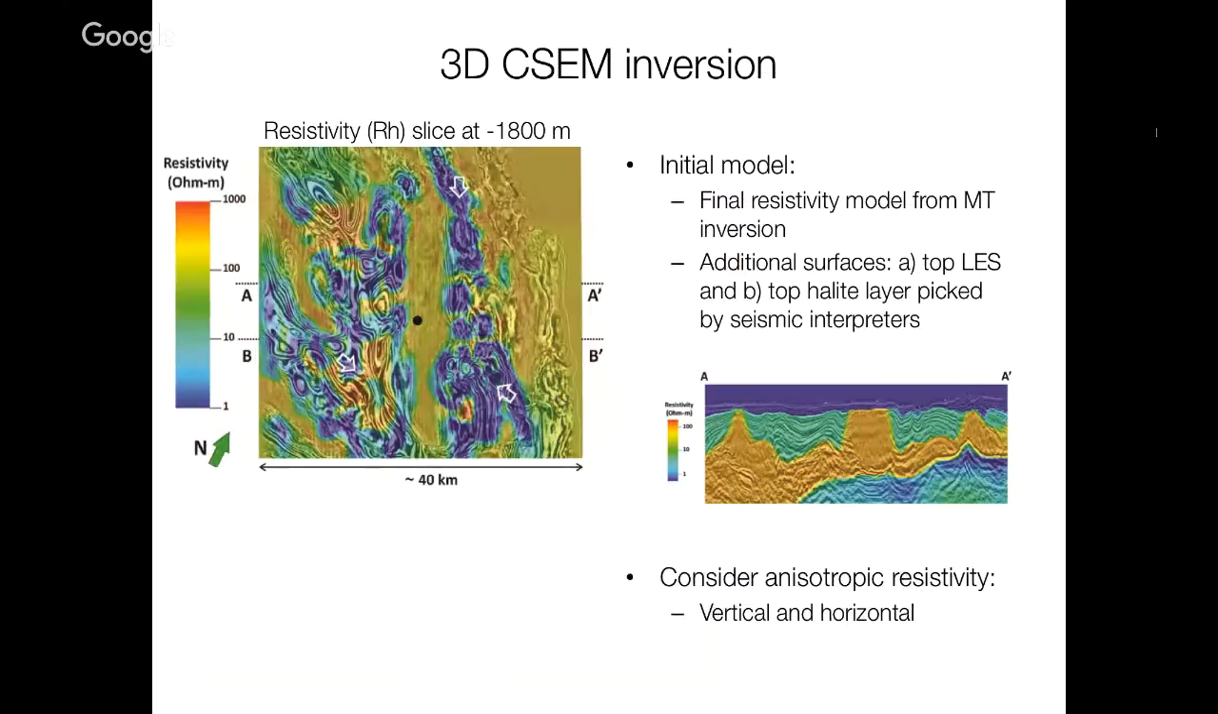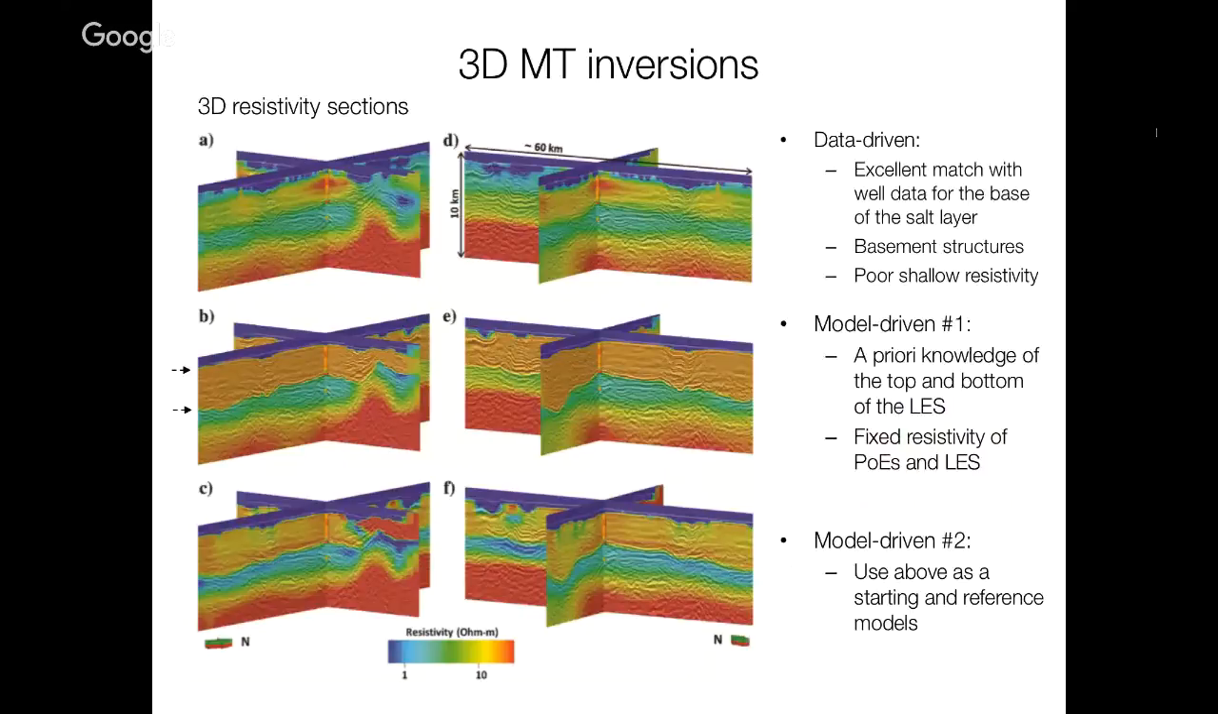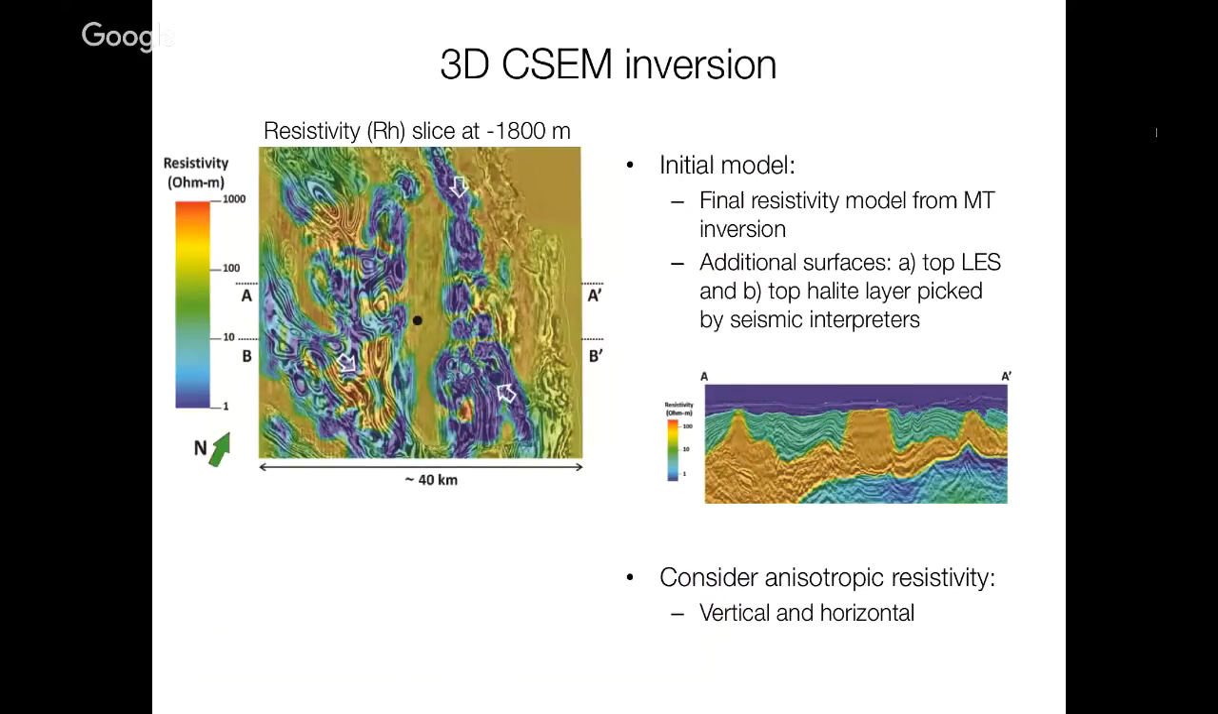Now we're moving to CSEM inversion. So here, you got a pretty good model from the MT inversion. So we're going to use that MT inversion result as an initial model. And plus, you're going to use some boundaries that you picked from both seismic and the well logging. So if I pick AA prime here, that's the initial model that they use.